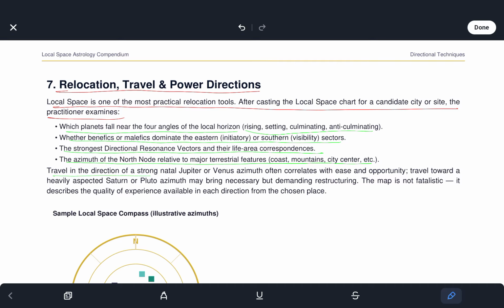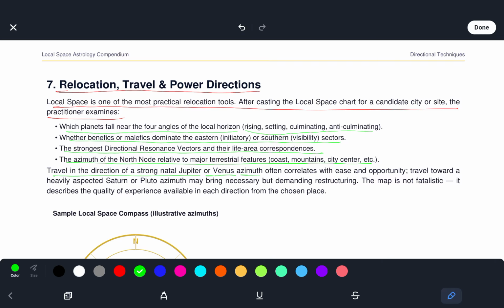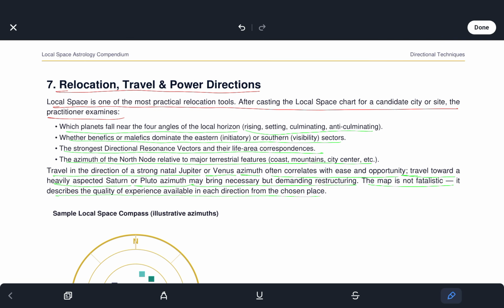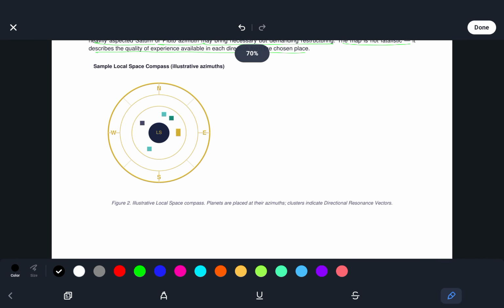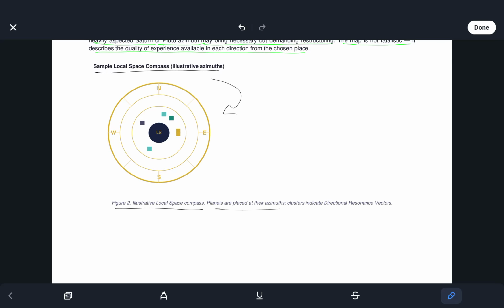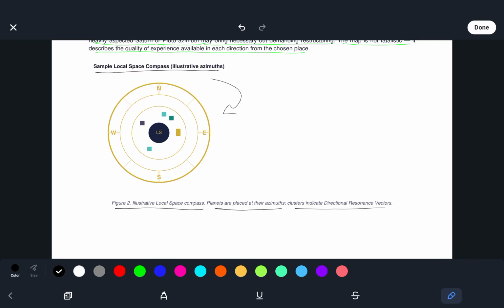Travel in the direction of a strong Jupiter or Venus azimuth often correlates to ease and opportunity. Travel toward a heavily aspected Saturn or Pluto azimuth may bring necessary but demanding restructuring. The map is not fatalistic. It describes the quality of experience available in each direction from the chosen place. And here we see a sample local space compass, illustrative azimuths. Planets are placed at their azimuths. Clusters indicate directional resonance vectors.